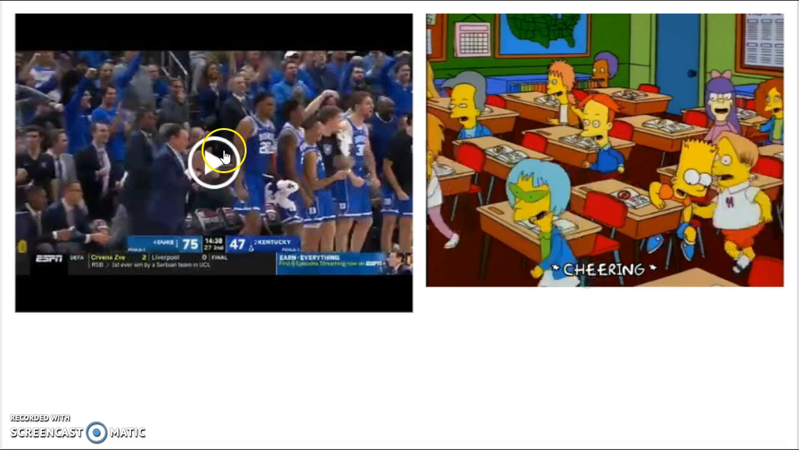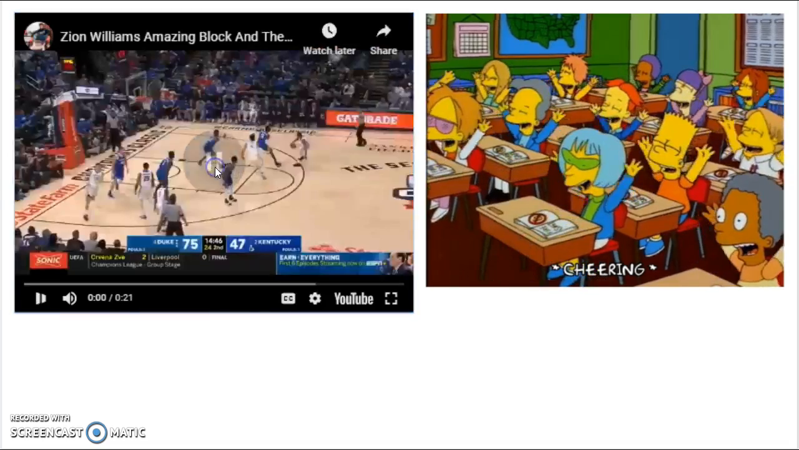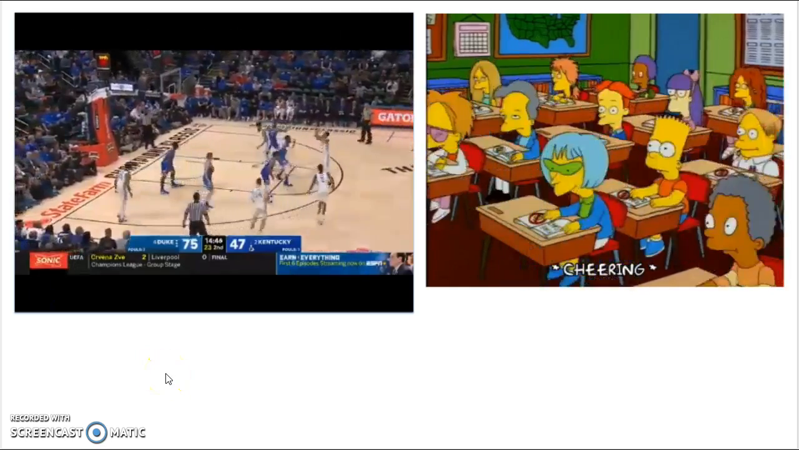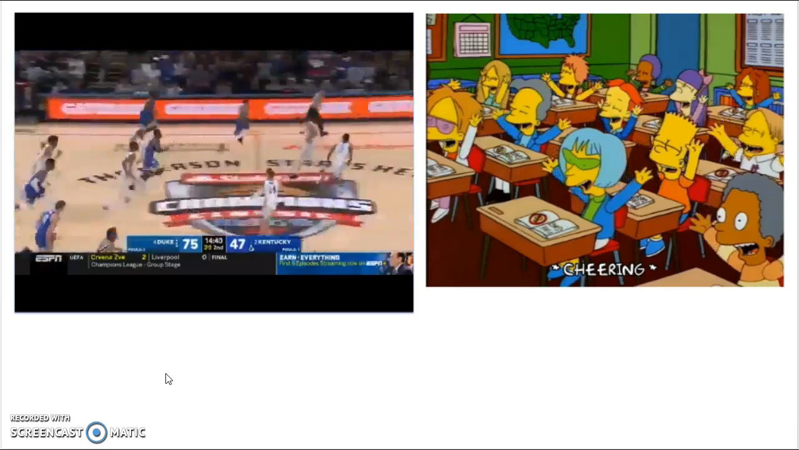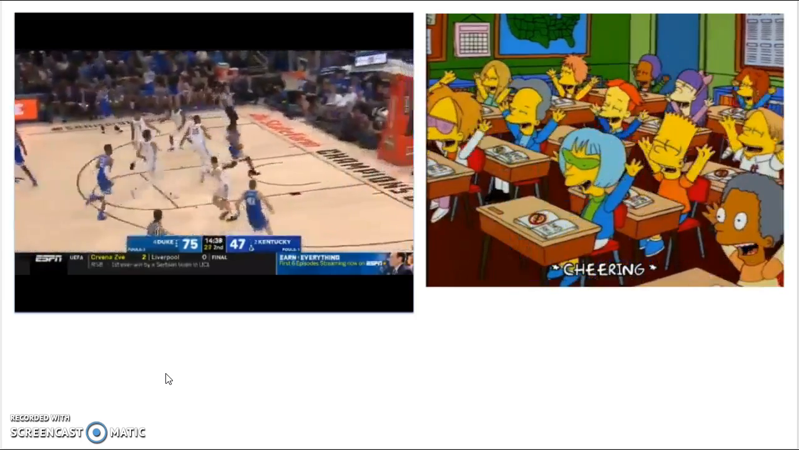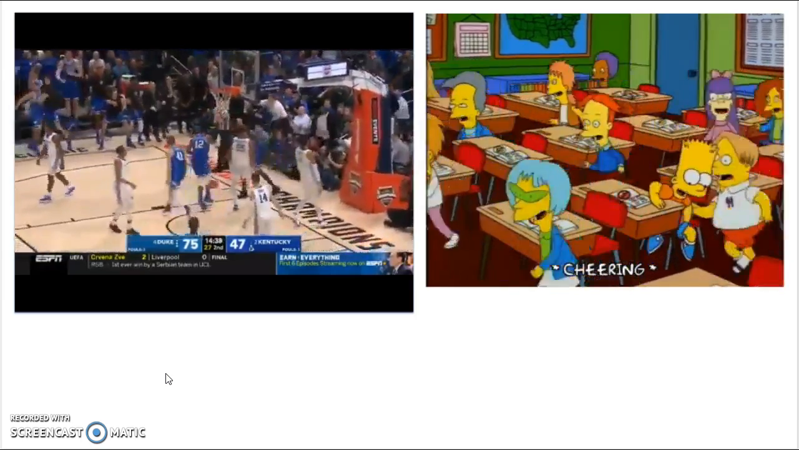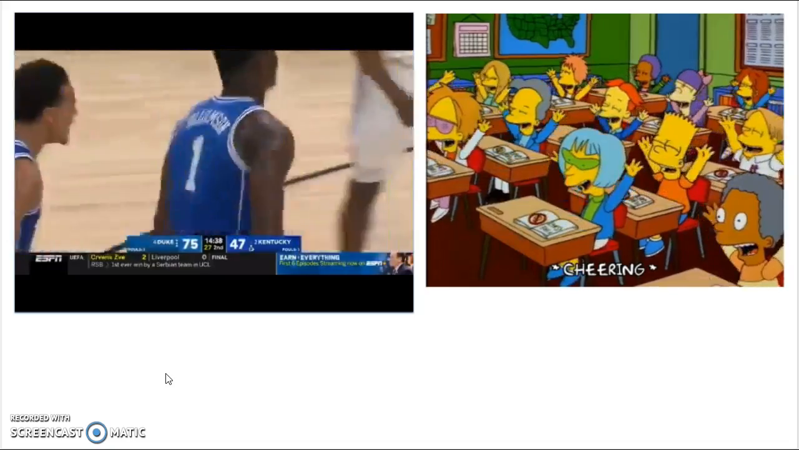And here is a little video for you. Yep, that was a block. And there's one of Zion Williamson's famous bounce passes.